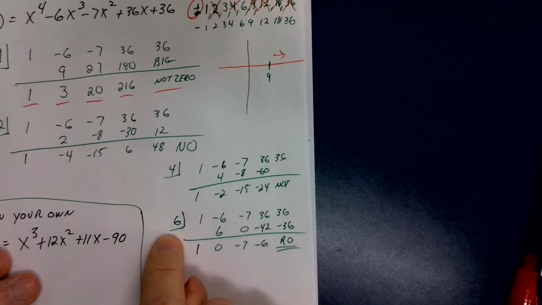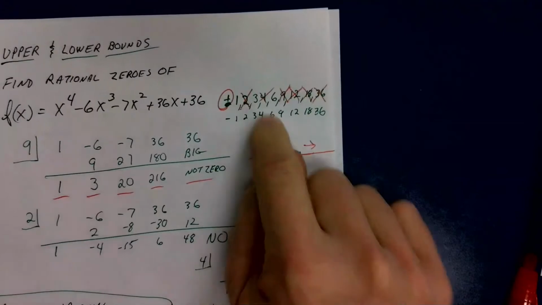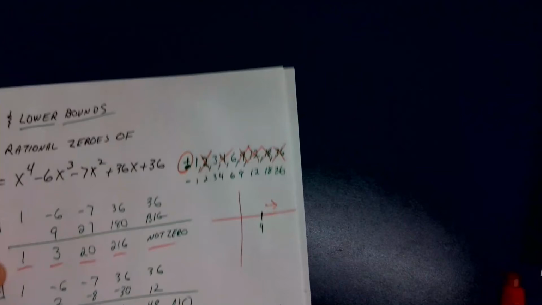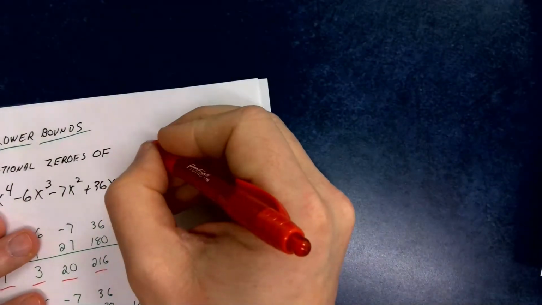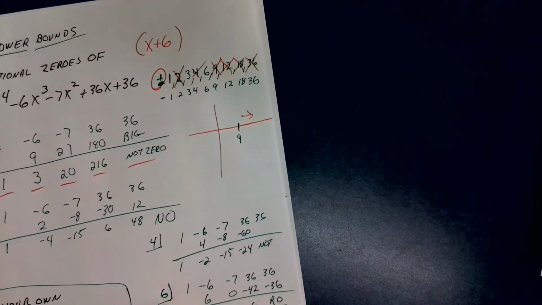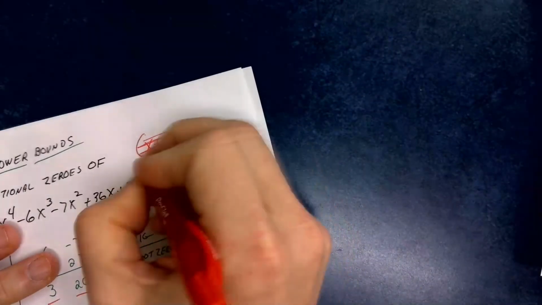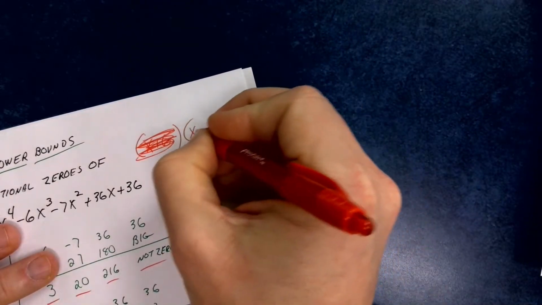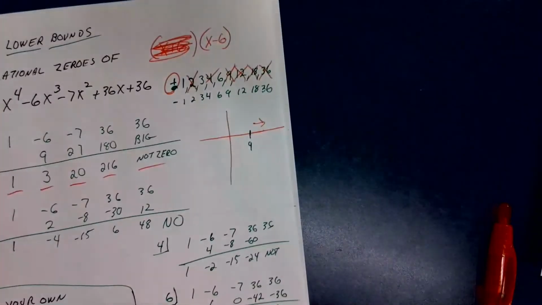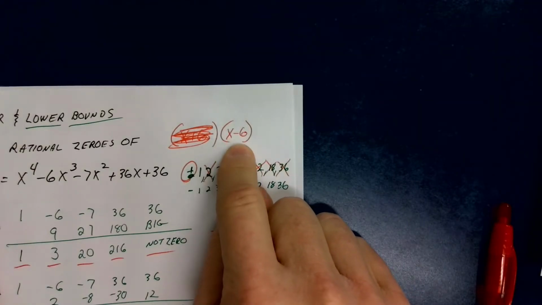Remainder of 0. So 6 works. Look, we said it was going to work. It wasn't an upper bound. There still had to be something there. So that means I've now determined that x minus 6 is a factor. Remember, if I'm trying 6, 6 is a zero, but x minus 6 is actually a factor. Okay, that's the factor. Zeros come from these things, but when we're looking at what it's divisible by, it's the opposite of that.